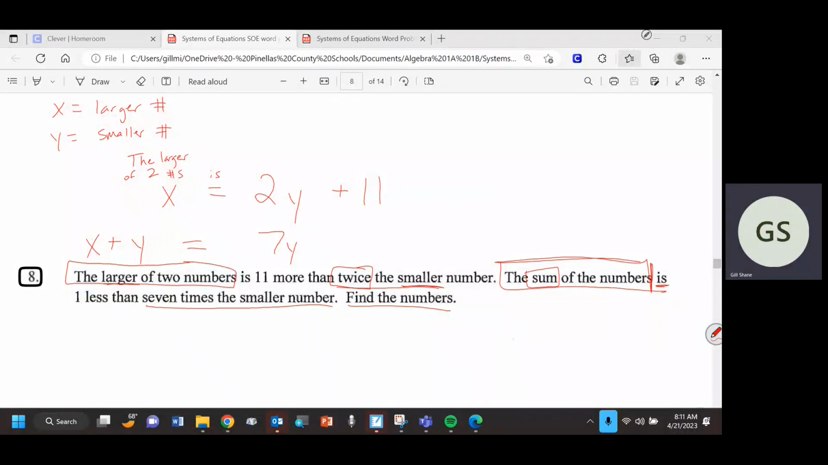So again, every piece you get right gets you a little credit. So if it's not perfect, you can still get a passing grade or even a C, maybe a B. For a B, normally you got to have some of the equations correct. So again, down here, let's finish this. So this is the twice the smaller number part. Twice the smaller number is the 2Y. And then this takes care of the 11 more than.